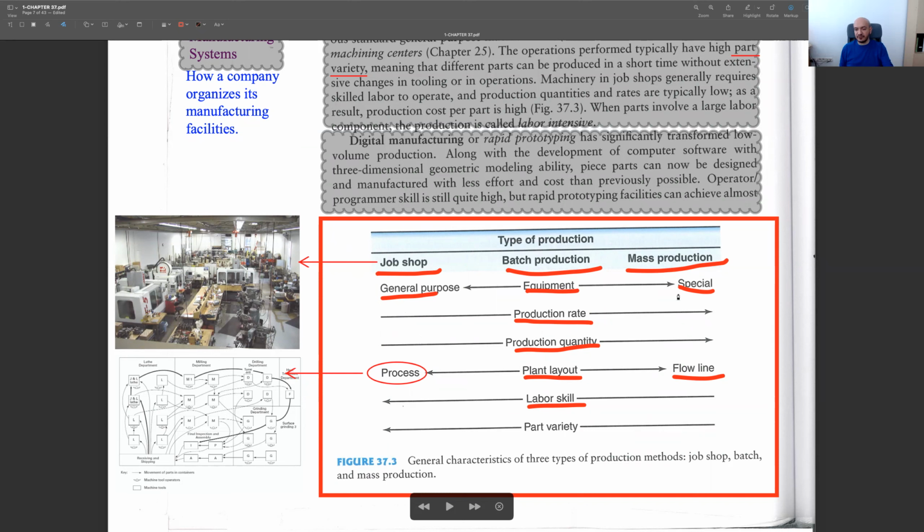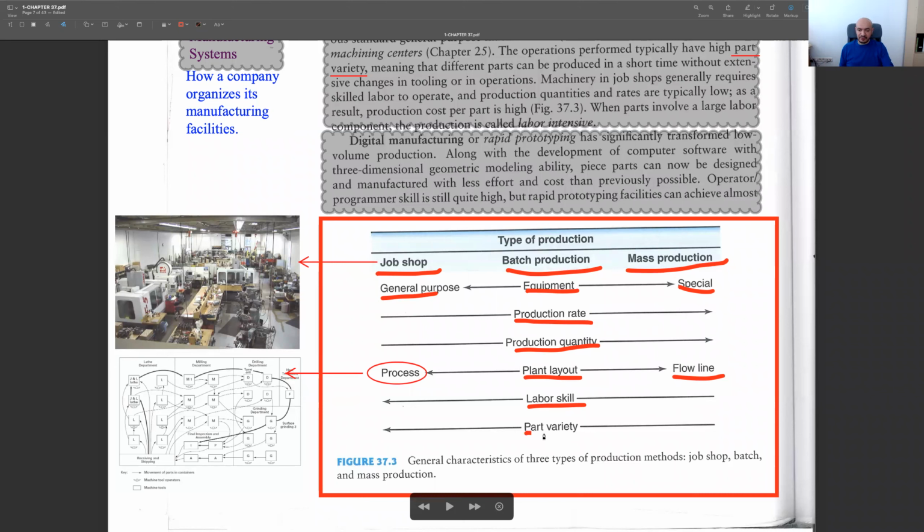But considering mass production, it's not the case. With less labor, less skill, you can produce huge numbers of products. Since manufacturing is mostly performed with the help of machineries, with the help of some robots in the environment.